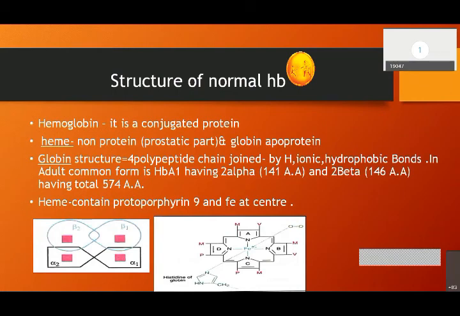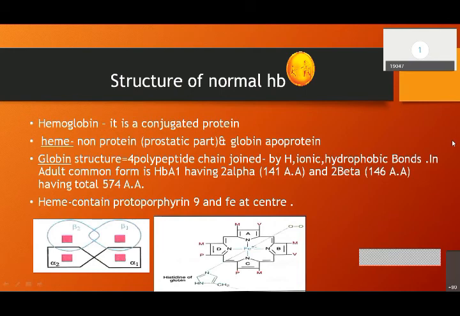So we see the structure of normal hemoglobin. As we know, hemoglobin is a red blood pigment which is present in our blood. It is a conjugated protein, meaning it has a protein part and a non-protein part. Here the protein part is globin and the non-protein part is heme.